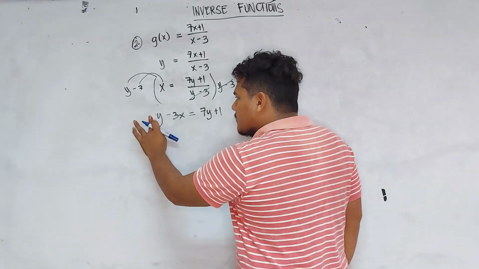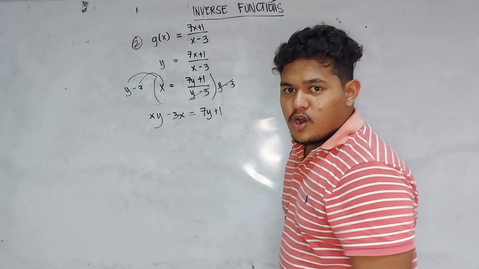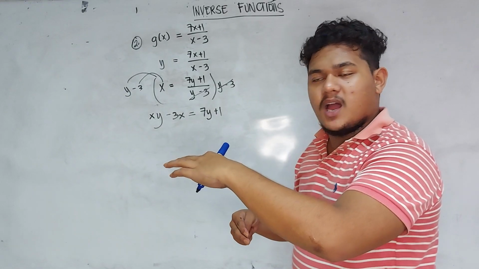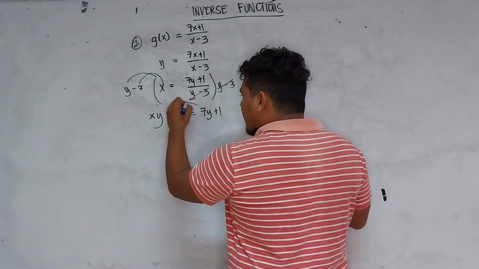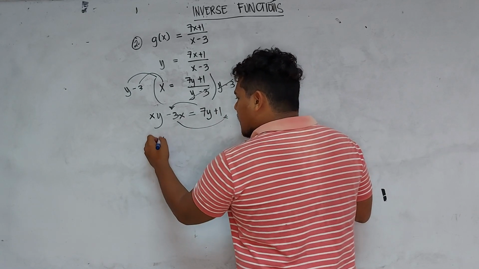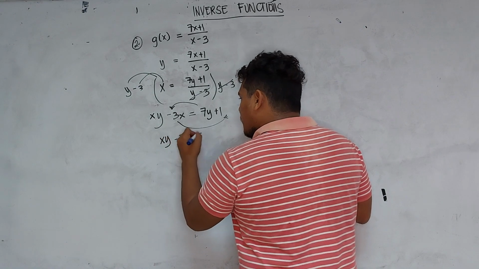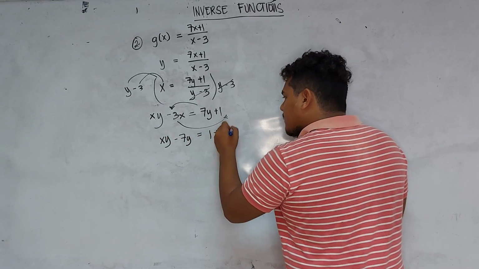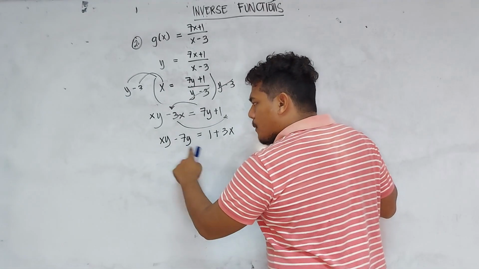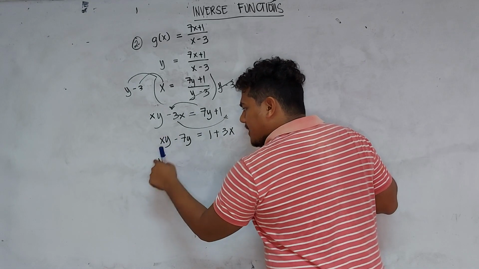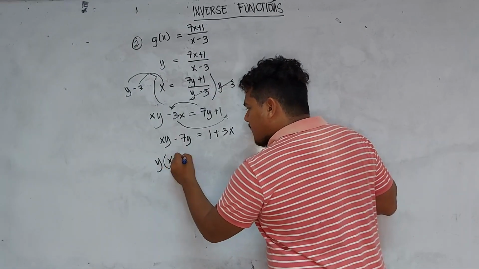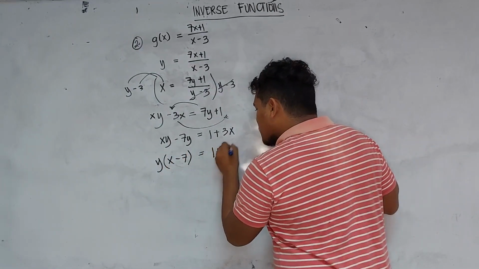Collate all of y into one area. This becomes xy minus 7y equals 1 plus 3x. Right? Transposition. What's the common between the 2? y. Right? xy divided by y is x. Negative 7y divided by y is negative 7. Equals 1 plus 3x.